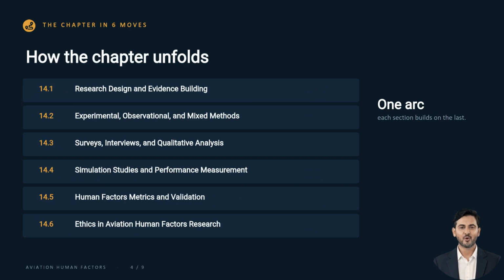The chapter unfolds in 6 moves, beginning with research design and evidence building, then moving through experimental, observational, and mixed methods, measurement and analysis, qualitative approaches, simulator-based research, and the ethics and reporting standards that make findings trustworthy.